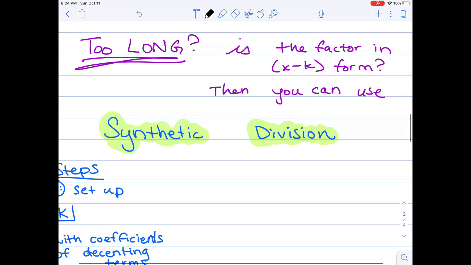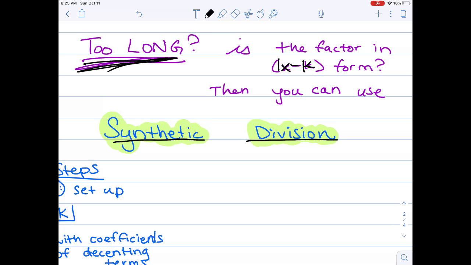So some of you are thinking, oh, Mrs. Ells, that's so long. Is it too long? Okay, so here's the thing. If it's too long and you don't love that, you could ask yourself, is the factor in x minus k form, meaning that there's a 1 on the coefficient of x and then it's minus some number? If it is, then you can use what's called synthetic division.